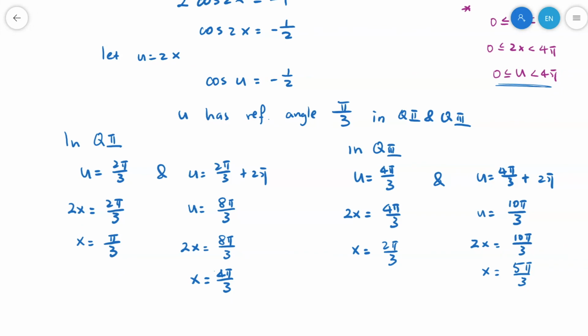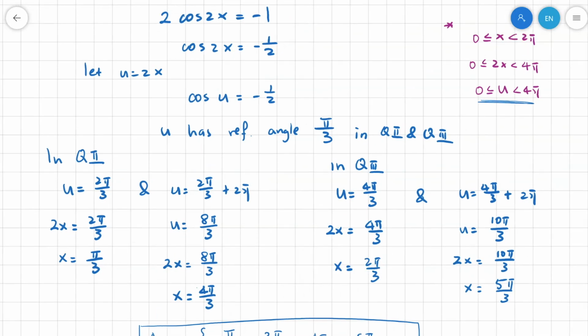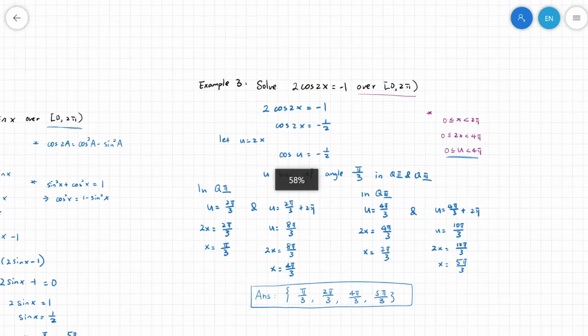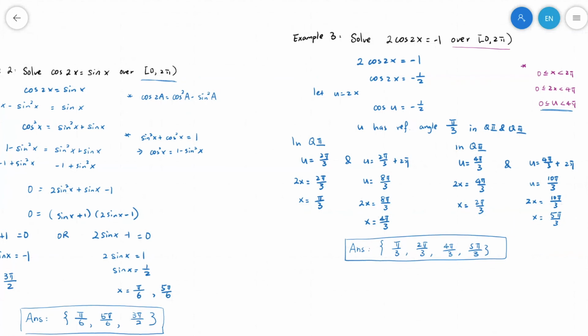So for this particular question, our answer will be 4 solutions. From the smallest to the largest, I will have pi over 3, 2 pi over 3, 4 pi over 3, and 5 pi over 3. Okay, so I showed you 2 different examples involving double angle problems.